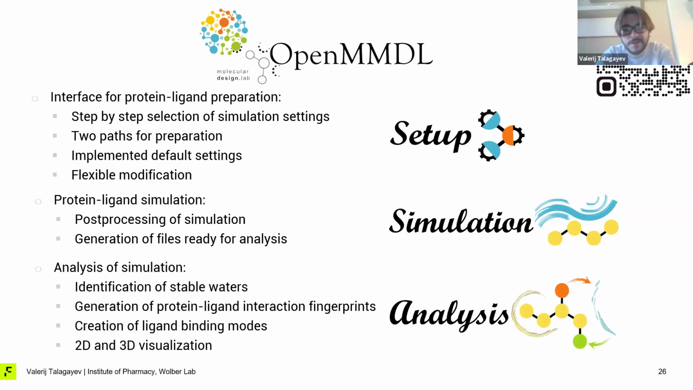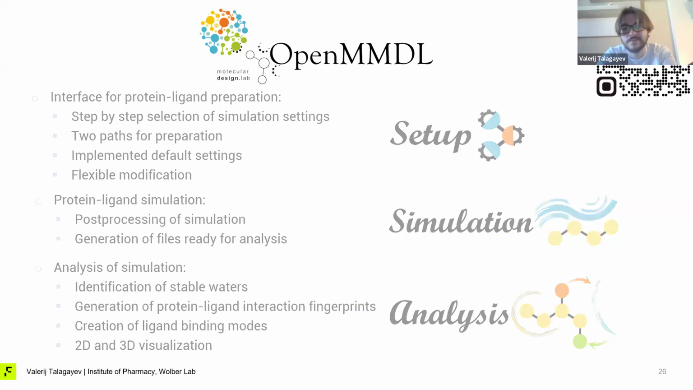And the analysis part consists of different tools for the analysis, those being first the stable waters and the clustering of the waters, then the generation of the protein-ligand interaction fingerprints, which allow us to create these binding modes, which are then the combination of interactions. And finally, the different 2D and 3D visualization tools that we have in there to look into more detail at the interaction between the protein and ligand.